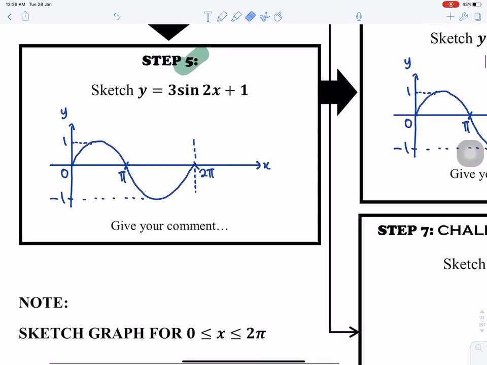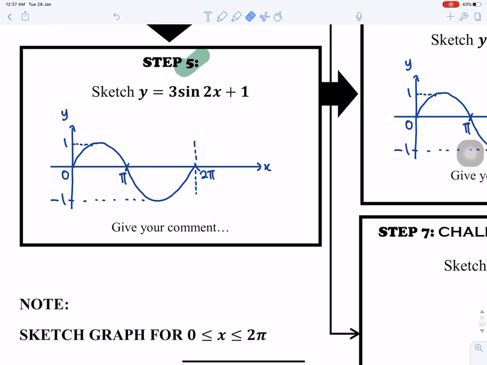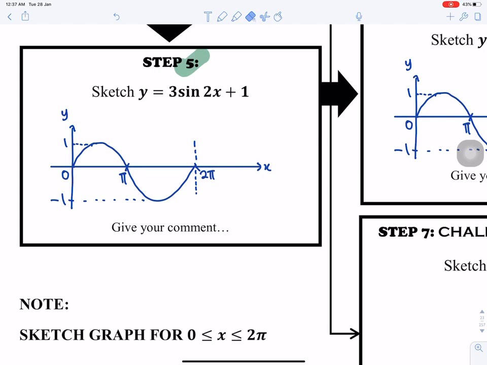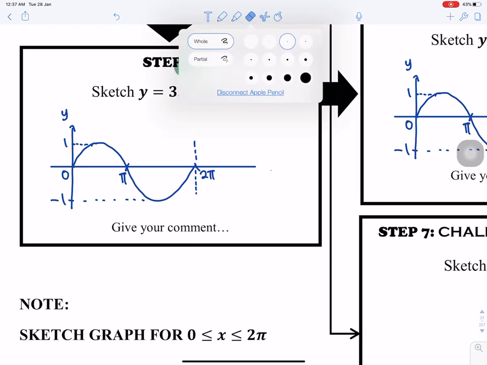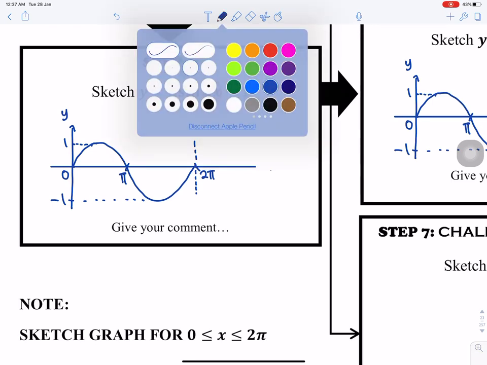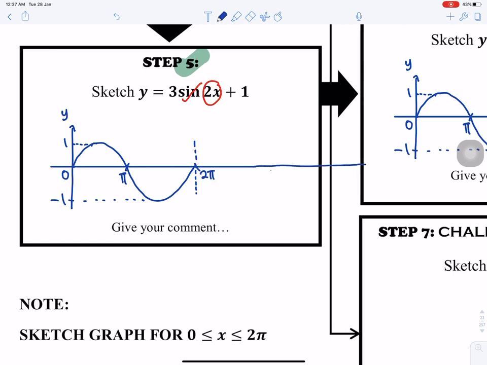Okay, and then, as you can see, this function is sine 2x, that means we have to draw the function sine 2x, and draw another complete cycle again.